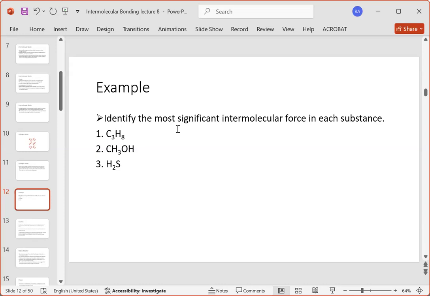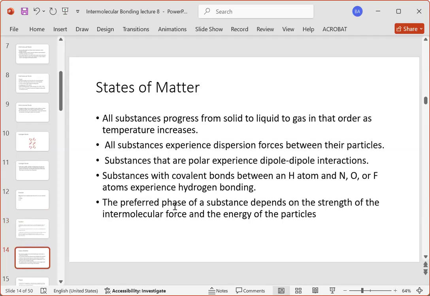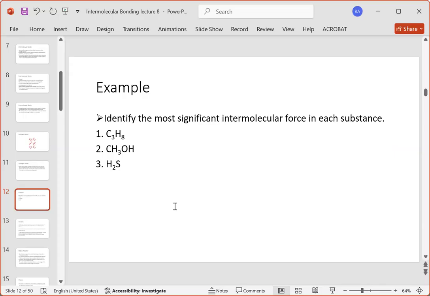Let's go to number two, methanol. We have oxygen and hydrogen, so there will be hydrogen bonding in there. The molecule has a hydrogen atom bonded to an oxygen atom, so it exhibits hydrogen bonding. Let's go to the third one, hydrogen and sulfur.